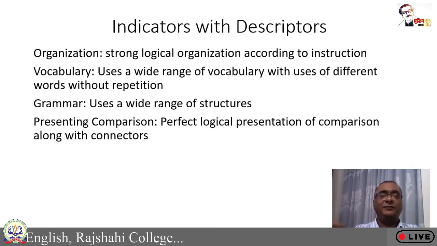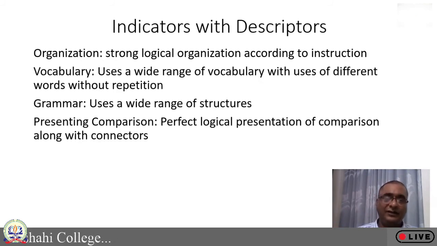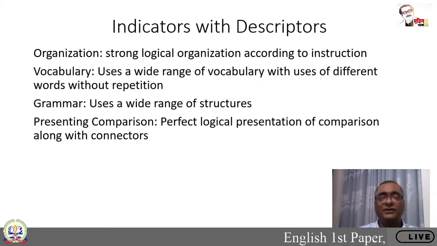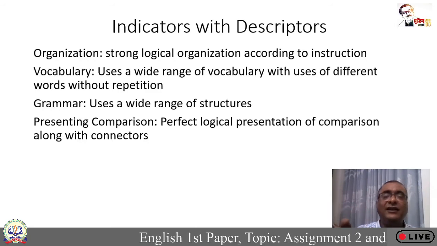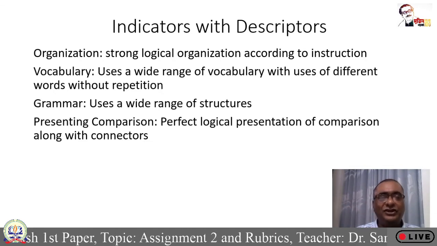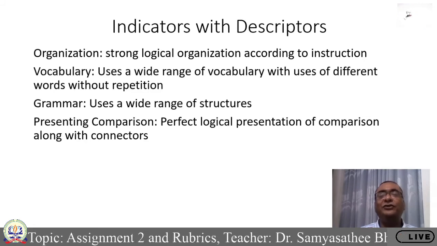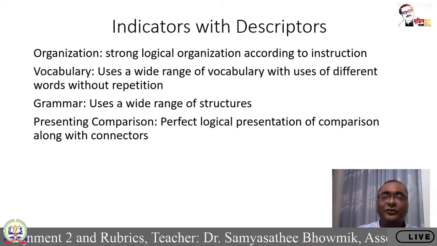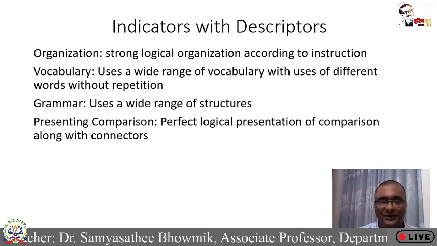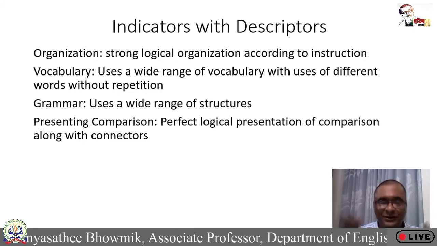Now I have written it, I have taken it from the notice supplied by the DG office. If you write the best thing, then you will get 16 out of 16. So I copied the descriptors under the criteria, excellent. You will get 4 out of 4 if your organization is strong and logical according to instruction, the organization of your essay. You will get 3.5 out of 4 otherwise.